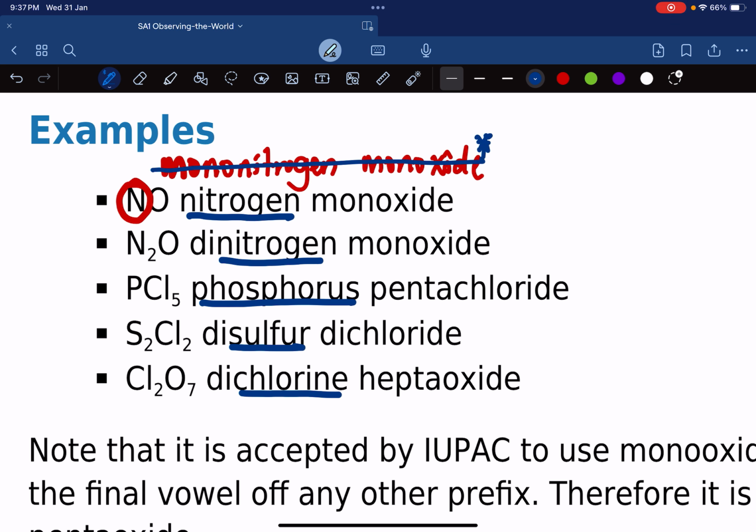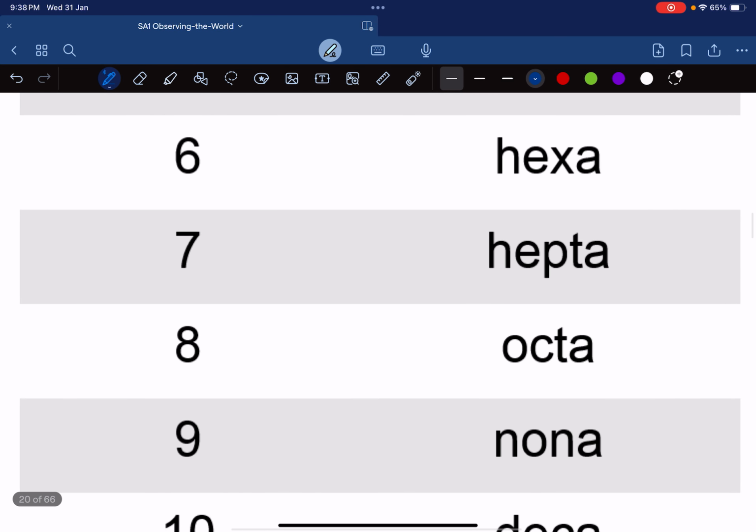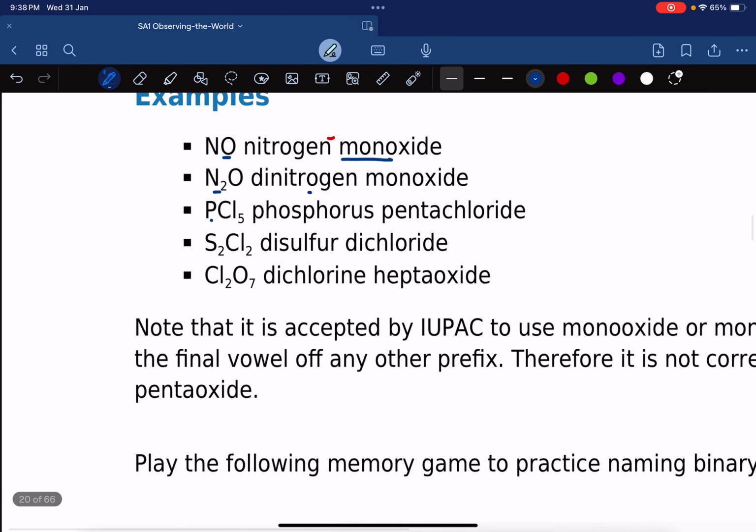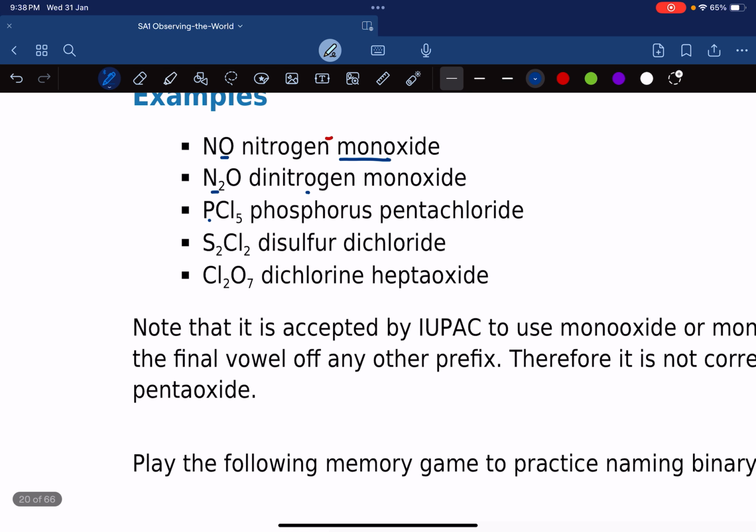So in this case, this was dinitrogen, there are 2 of them, monoxide. In this case, phosphorus, we don't say monophosphorus, we say pentachloride. What does penta mean? Penta means 5. So pentachloride. Disulfur, 2 sulfurs, dichloride. Again, if you notice, what we are doing here is adding this "ide" at the back.